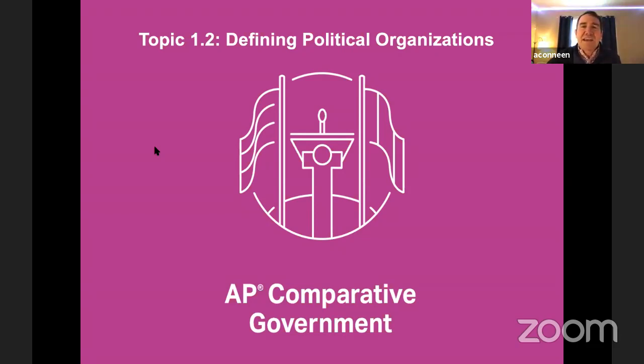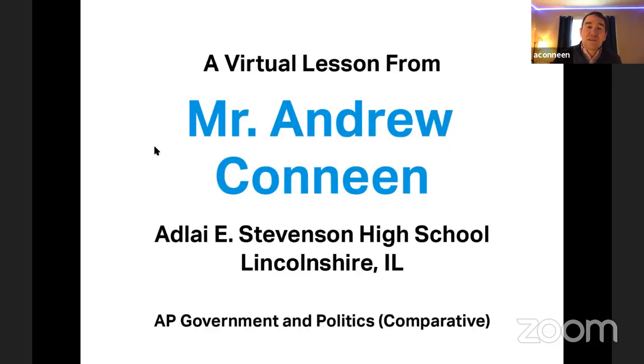Today, we are looking at topic 1.2. We're defining political organizations, some of my absolutely favorite terms in comparative political science. That helps to distinguish the 6 different core countries.